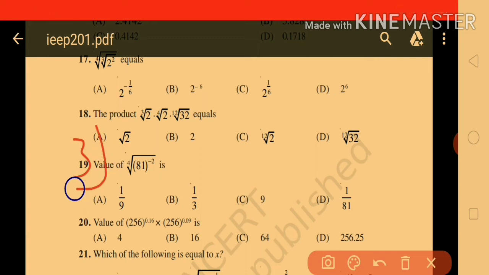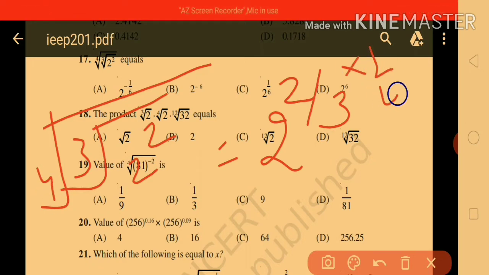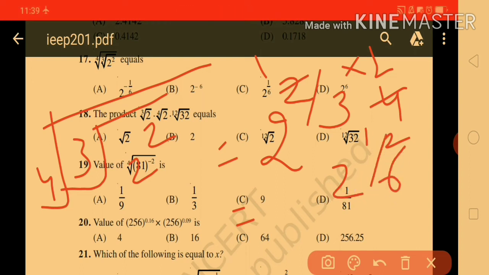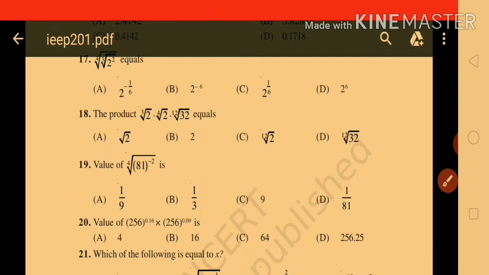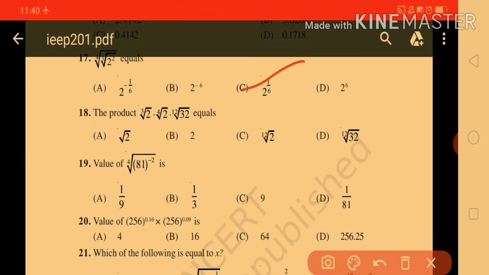3 root 2 square. This is equal to 2 raised to 2 by 3. Okay, right? Now it is outside 4, so 4 will also come in the denominator part. Now 2 ones are 2, 2 twos are 4. This will equal 2 raised to 1 by 6. See which option is showing you 2 raised to 1 by 6, it is option C, right?